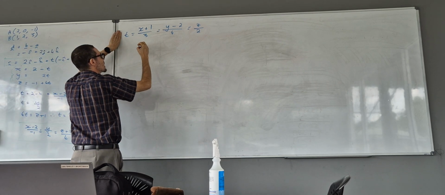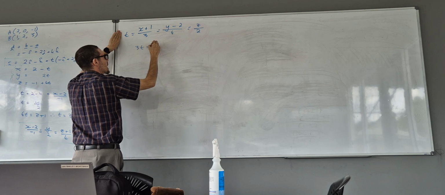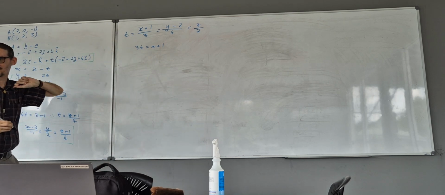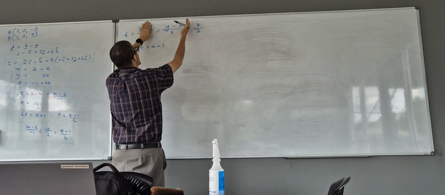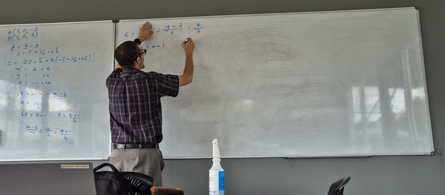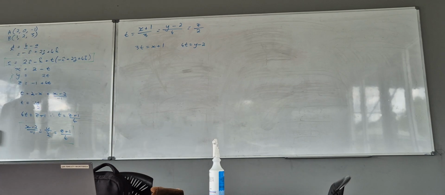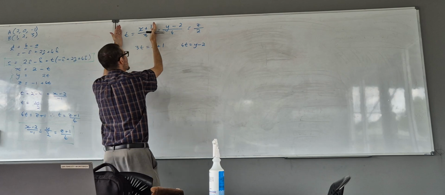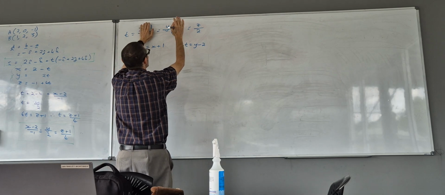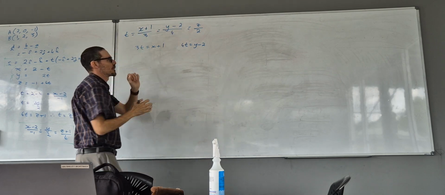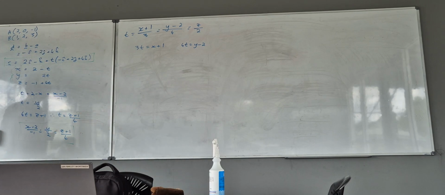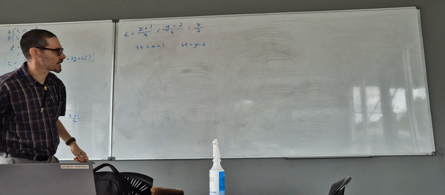If that's true, then 3t is x plus 1, rearrange for x. If this is true, then 4t is y minus 2, rearrange for y, and do the same for z. Just do one bit at a time. That's equal to t, that's equal to t, that's equal to t. Might even go down instead of across, it would be easier.